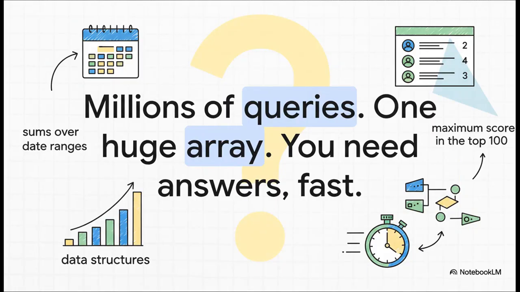Picture this. You've got millions of queries hitting a huge array, and you need answers, like now. How do you do it? Think about an analytics dashboard, trying to calculate sums over date ranges on the fly, or a game leaderboard that needs the max score in the top 100. This is that classic range query challenge, and if you get it wrong, well, you're looking at a super slow, frustrating app for your users.